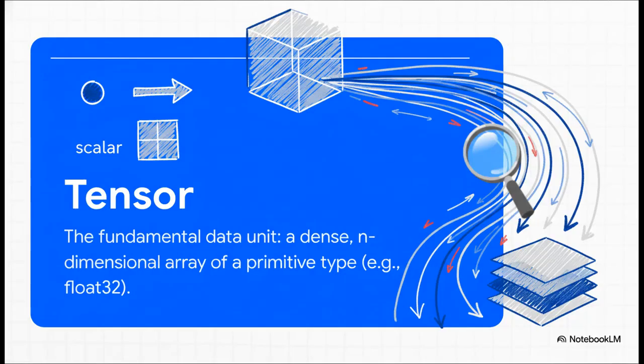Okay, let's build this up from the basics. The name TensorFlow really says it all. The tensor is the data. It's the what that flows through the system. And fundamentally, it's just a multidimensional array. A single number, a vector, a matrix, they're all just different shapes of tensors.